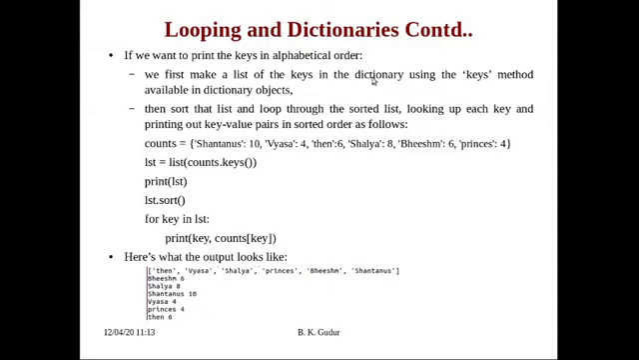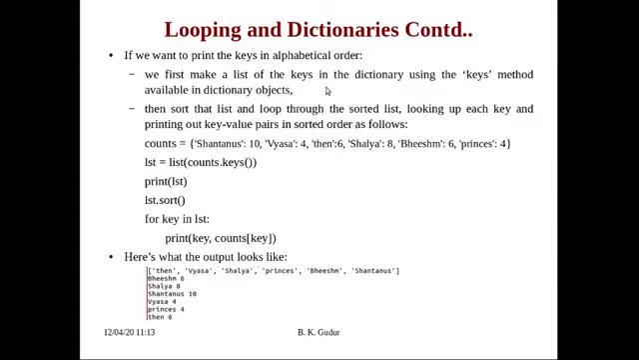Once we make a dictionary, we can get a list of keys in the dictionary using the keys method. There is a method called keys, which returns the keys of a dictionary. So we use the keys method available in the dictionary to make a list of keys, then sort the list, loop through the sorted list, looking up each key and printing out the key value pairs in sorted order.